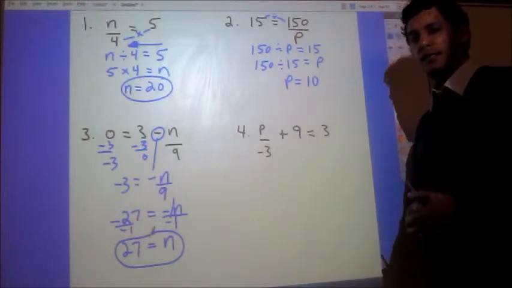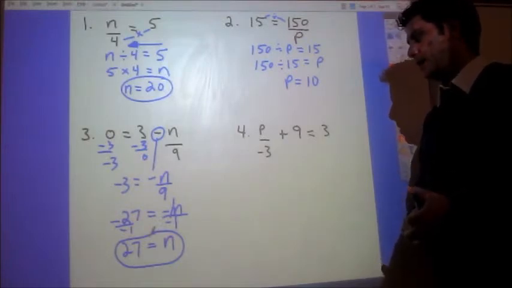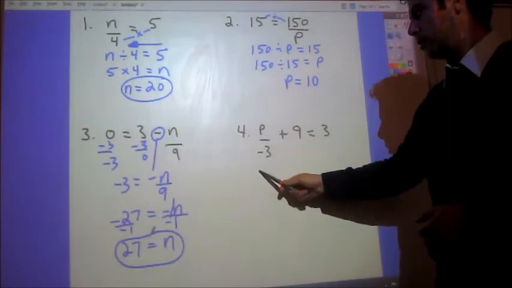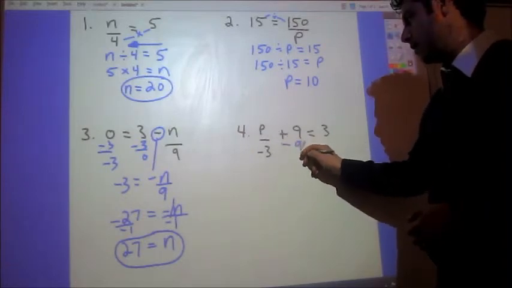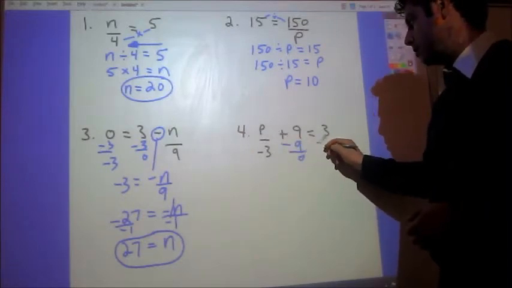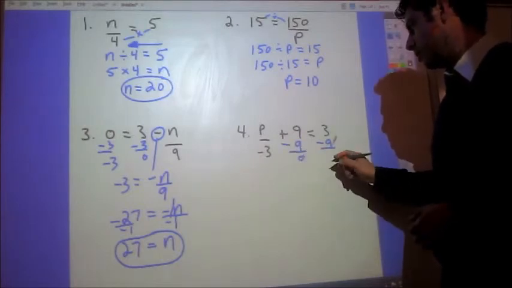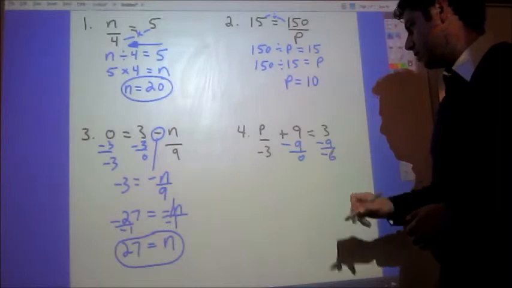And now for our last example. P divided by negative 3 plus 9 is equal to 3. We want to get this variable term isolated. So we'll subtract 9 on this side. Subtract 9 on this side. That's what we did over here. So we've got to do the same on this side. That will leave us with negative 6.